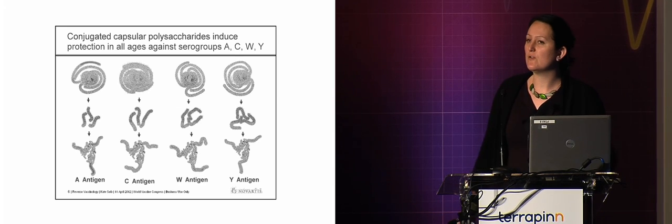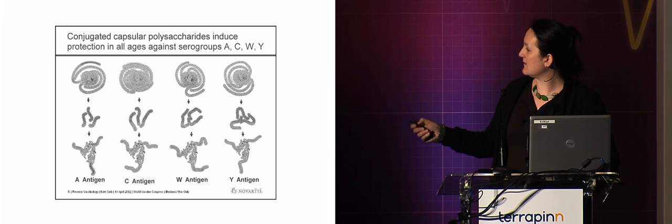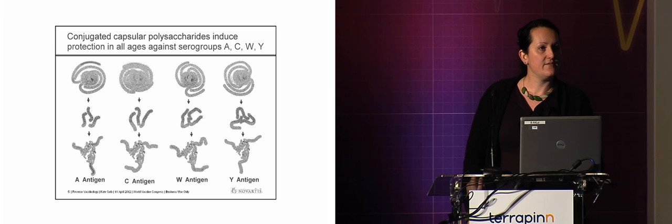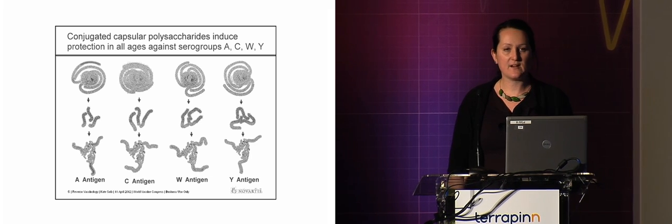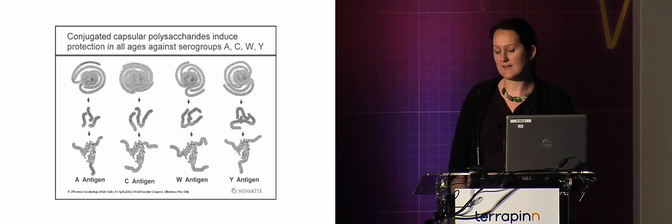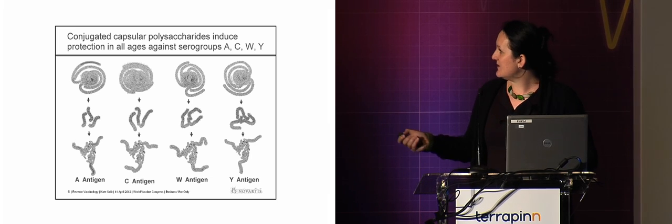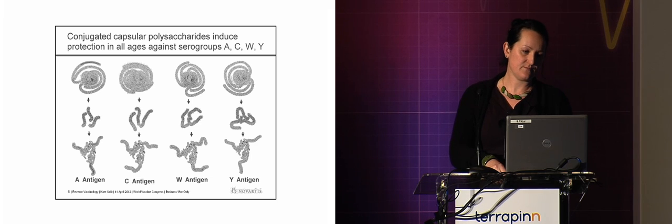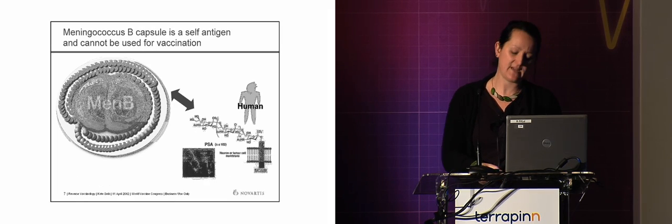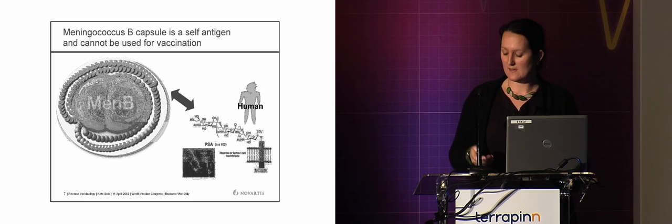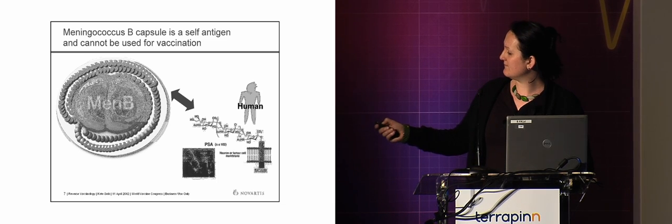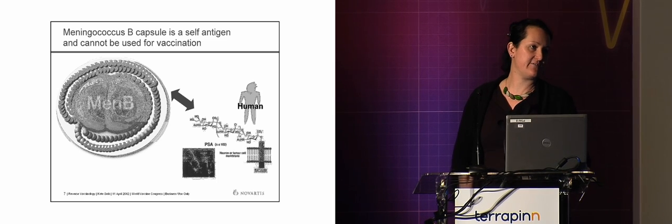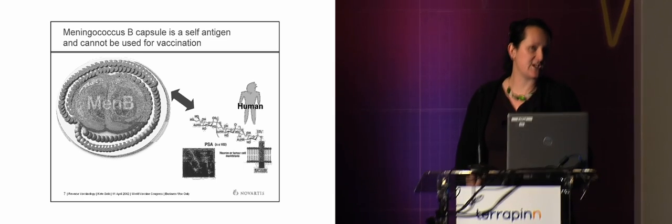Currently, 4 of the 5 main serogroups, A, C, W, and Y, can be prevented using vaccines that consist of the capsule polysaccharide conjugated to a protein carrier. These vaccines are efficient in protecting against disease in all age groups. However, this approach hasn't been able to be used for serogroup B because the capsule polysaccharide shares homology to structures that are found in the host and as such is poorly immunogenic.